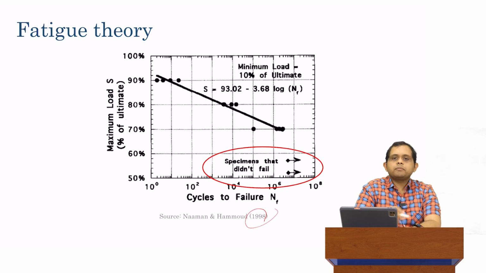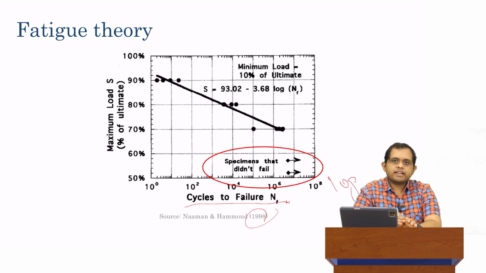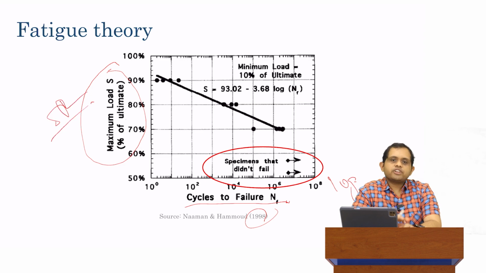Here again, from that same paper, I picked up this diagram. On the x-axis, we have cycles to failure, NF, and note this is in logarithmic scale. That's always the case. The number of cycles to failure is always in a logarithmic scale. On the y-axis, we have maximum load as a percentage of ultimate. That's basically the stress ratio. It is the stress to strength, whatever the strength might be.